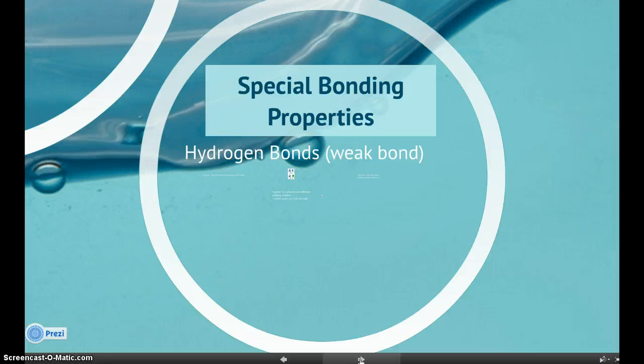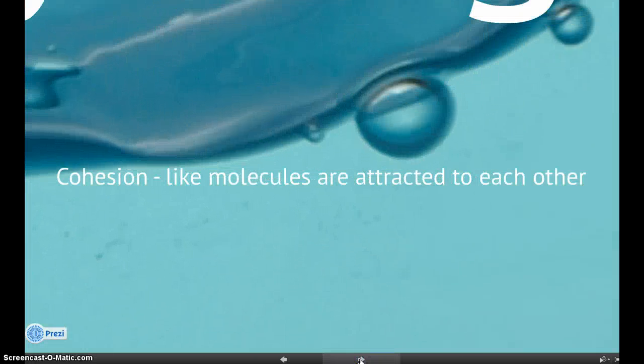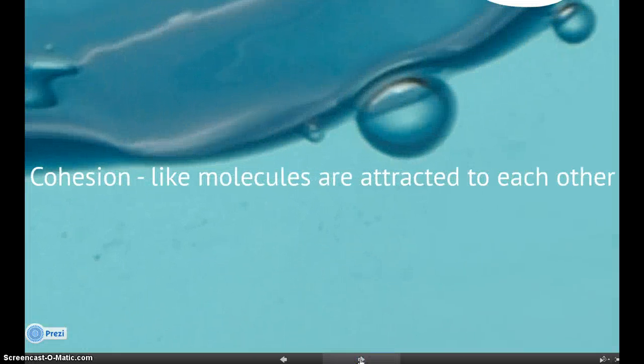Okay, another property of water are the bonding properties, and hydrogen bonds are bonds between two water molecules. It is not the bond between hydrogen and oxygen of a water molecule, but it's between molecule 1 and molecule 2. It's building two different water molecules. These hydrogen bonds lead to a couple special properties.